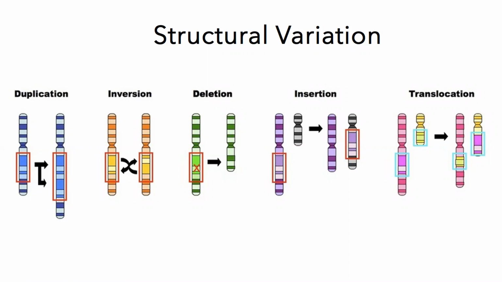And as you can see on the figure, here we have duplication, which is when a segment of a chromosome is duplicated, as its name says. We have inversion, which is when a segment of a chromosome is reversed end-to-end. We have deletion, which is, again, easy, when a segment is deleted. We have insertion. Insertion is when a segment of a chromosome is removed and is inserted in another chromosome. And we have translocation, which is when two chromosomes exchange segments.